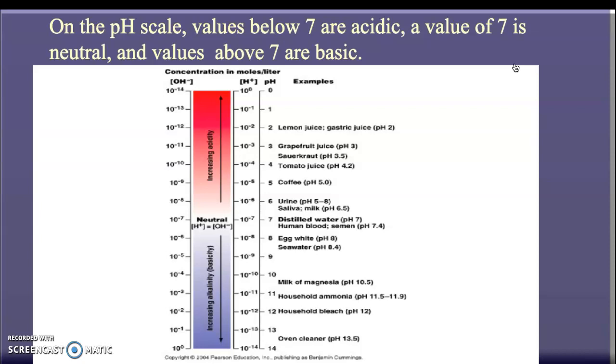some examples on the acidic side would be things like lemon juice, and coffee even is slightly acidic. Then you have your distilled water right in the middle because the hydronium and the hydroxide equal each other. Then on the basic side, you have egg whites as a slightly basic solution, and you have household bleach as a very basic solution.